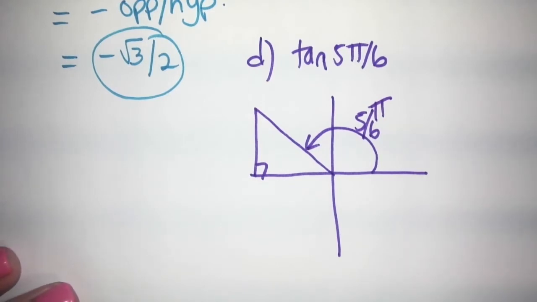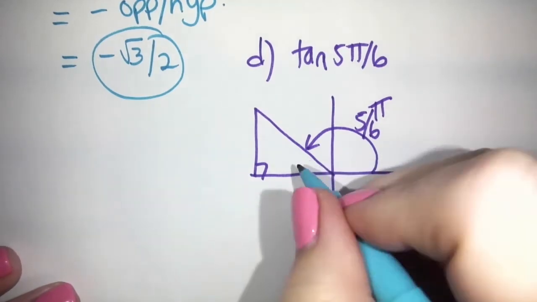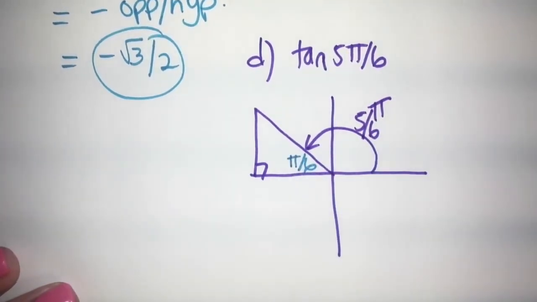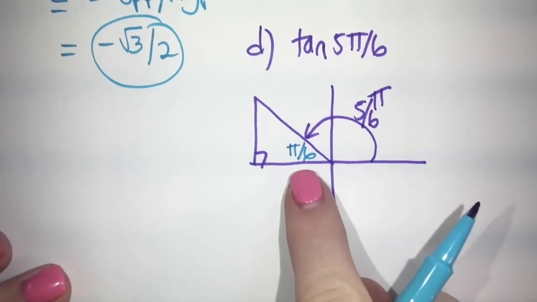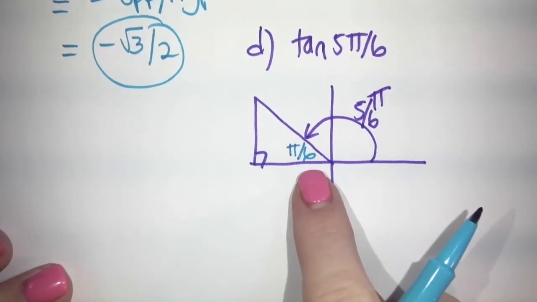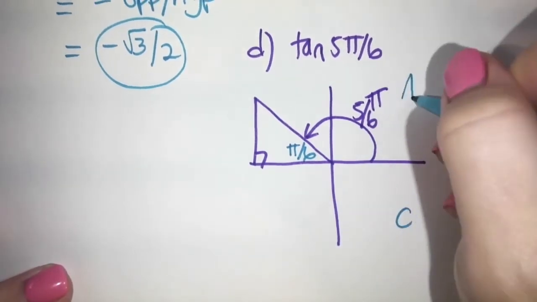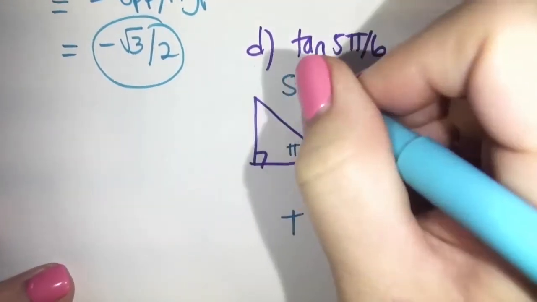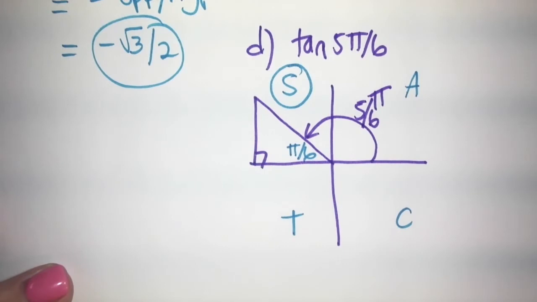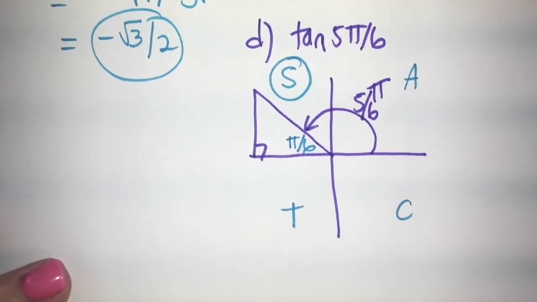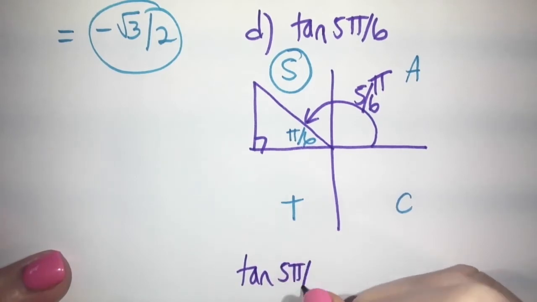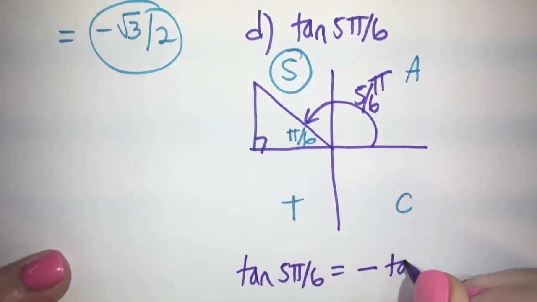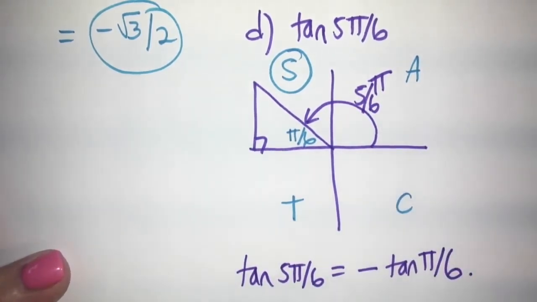So how much do we have left to be inside the triangle? Well, if we have 5/6 of pi plus 1/6 of pi, that would be a whole pi. So 5 out of 6 plus 1 out of 6 pi. So in other words, the angle in our triangle is pi over 6. Now look at your CAST rule, C-A-S-T. So we want tan 5 pi over 6, but we're in the S quadrant, the sine quadrant. So that means that tan 5 pi over 6 is negative tan of pi over 6.